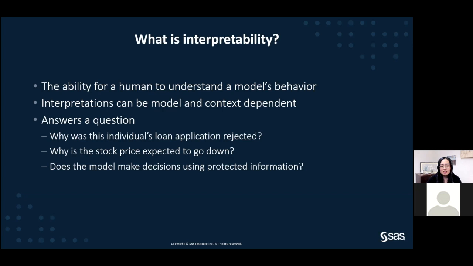So the specific method you use or the specific interpretations that you need are very model and context dependent. Usually people ask questions and then the researchers and the people who work on interpretability, like me, try to answer those questions with one method or the other. Questions include, why did this individual's loan application get rejected? Why is the model predicting that the stock price is going down? Or something related to fairness and transparency: does the model make decisions using some information that we're not supposed to use?